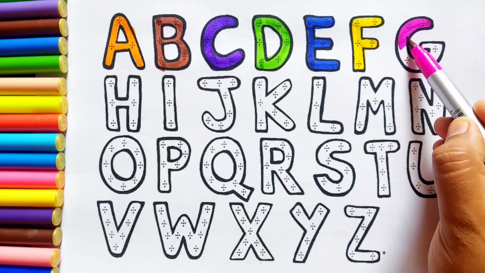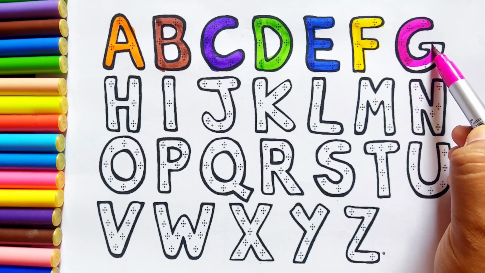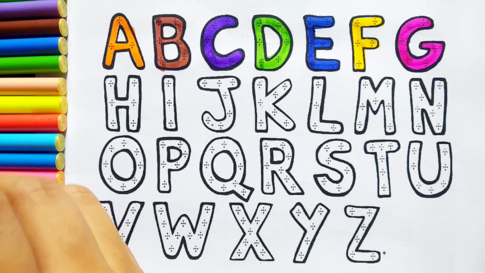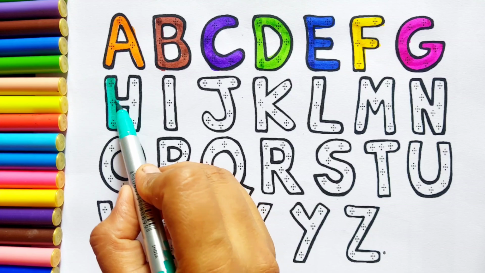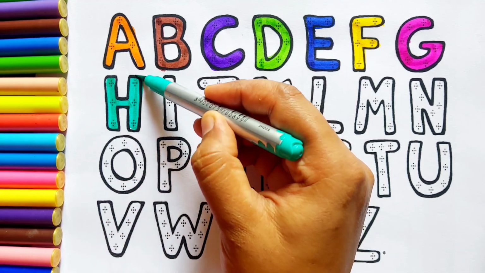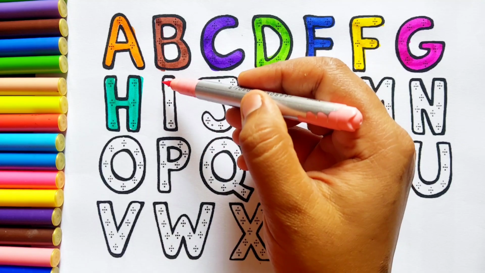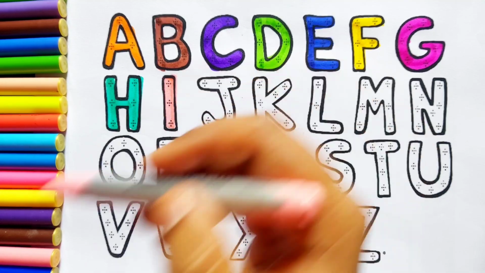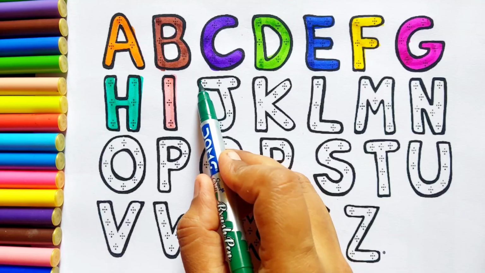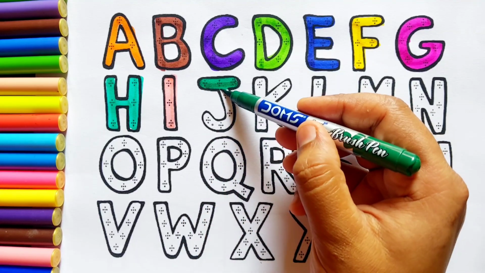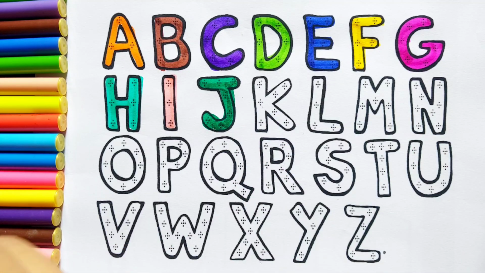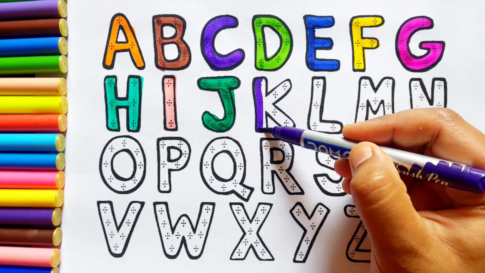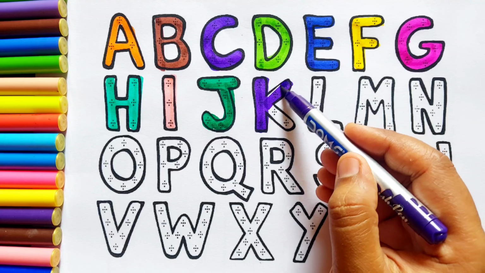G for gun. H for hen. I for ice cream. J for joker. K for kangaroo.